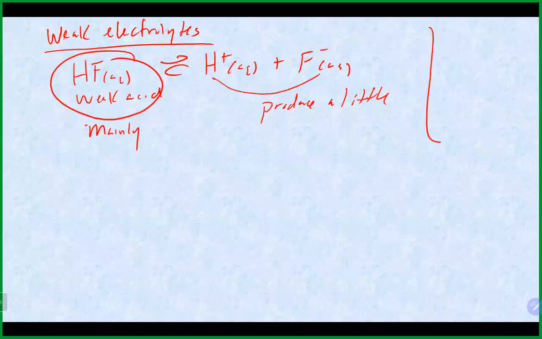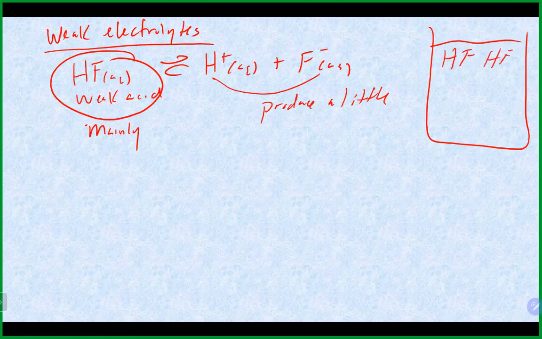So if you were to look at your picture, you would mainly have HF floating around in that solution still together. But you will produce a little bit of some ions floating around with it. Because it's still able to produce some ions, if you were to take that light bulb example and put it into this solution, the light bulb would turn on, but it would be very, very dim. So it would still be able to conduct electricity.